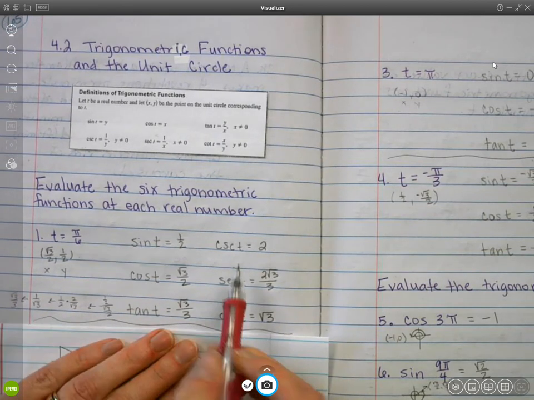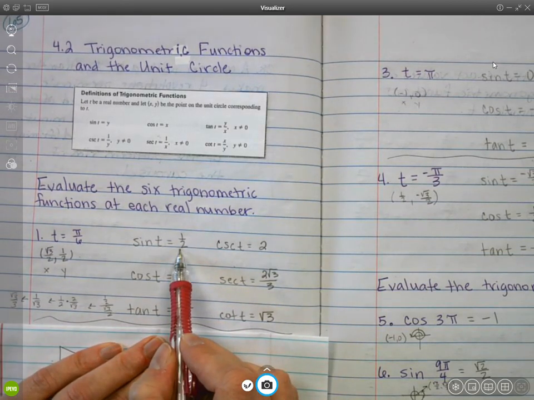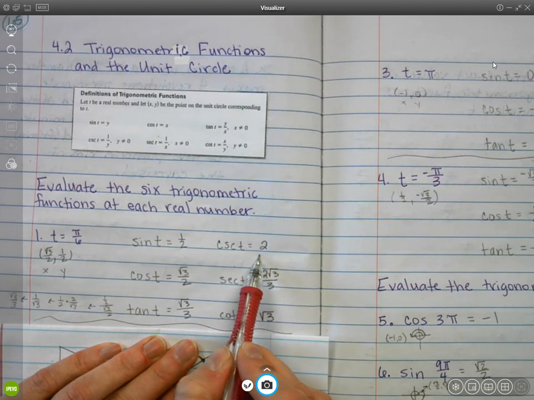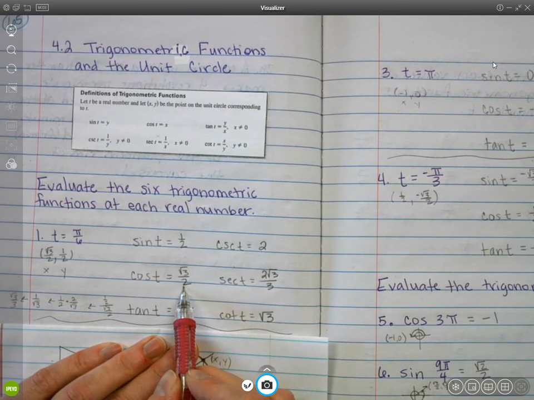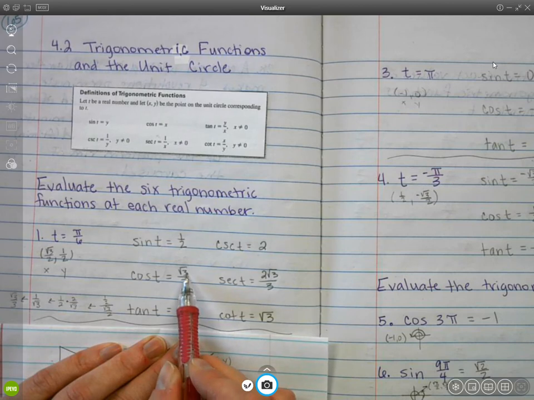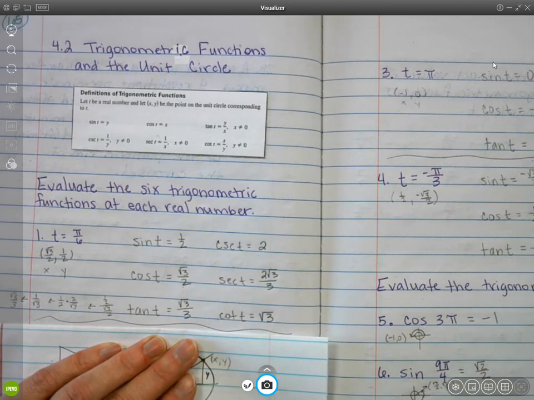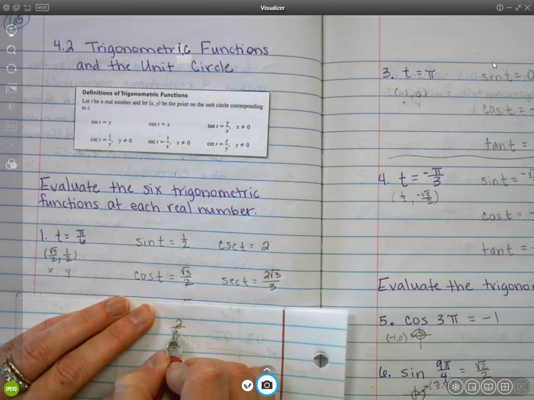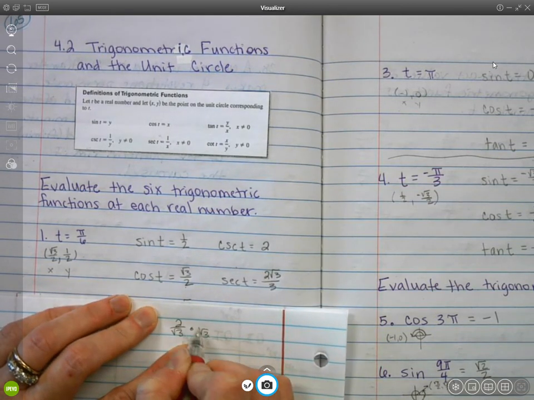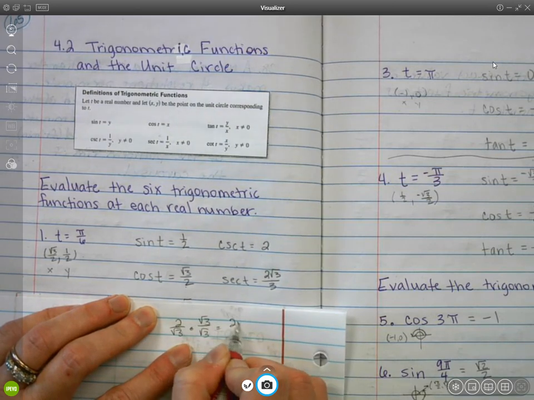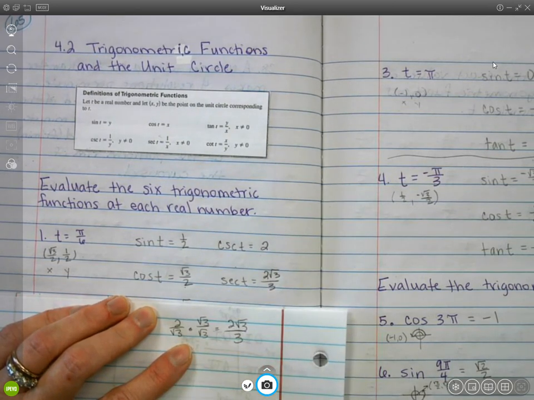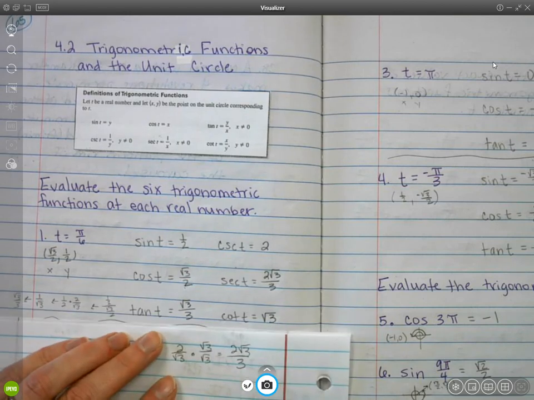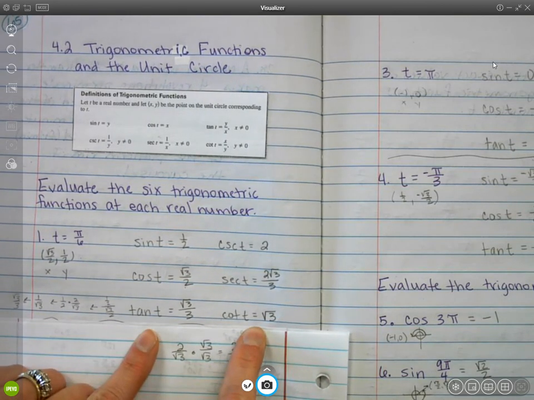Alright, for cosecant, you're going to do the reciprocal of sine, so it becomes 2. For secant, you do the reciprocal of cosine. I'm really tired, sorry. Secant is the reciprocal of cosine. So you take root 3 over 2 and you flip it, you get 2 over root 3. Alright, so if I have 2 over root 3, then I have to rationalize and multiply the top and the bottom by the radical on the bottom. And you get that. Alright, and then for tangent, or for cotangent, it's the reciprocal of tangent.